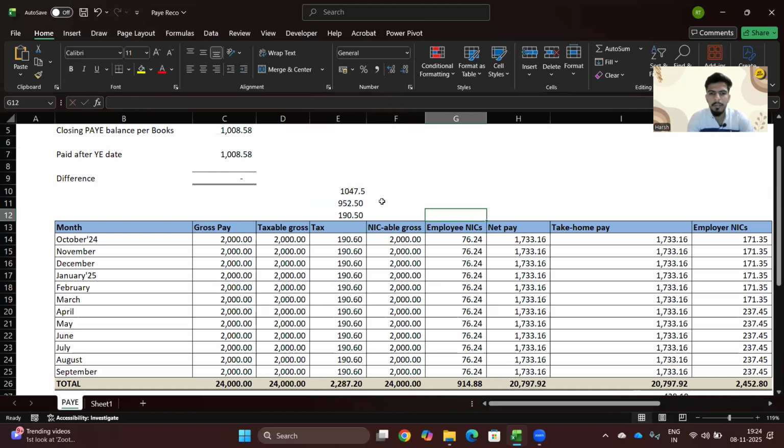So have you got it? 190.5, 190.6 I have taken. As of now, I have taken 1048 in the example, right? Here you can see. Okay.